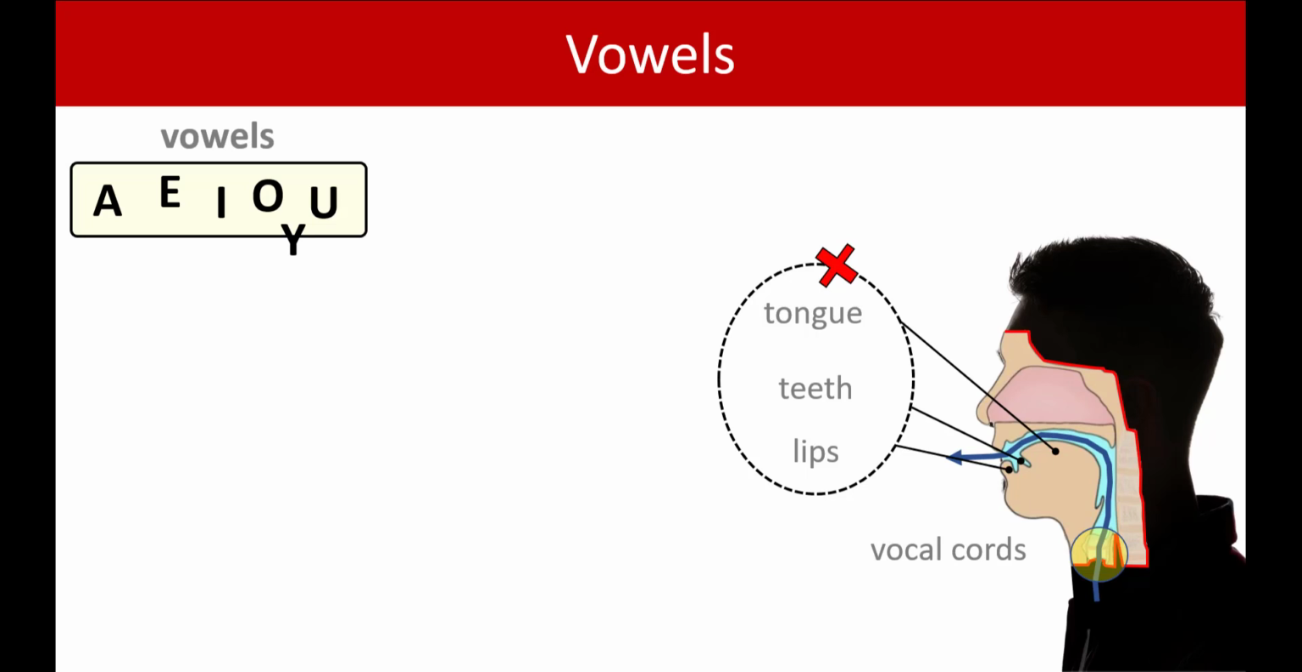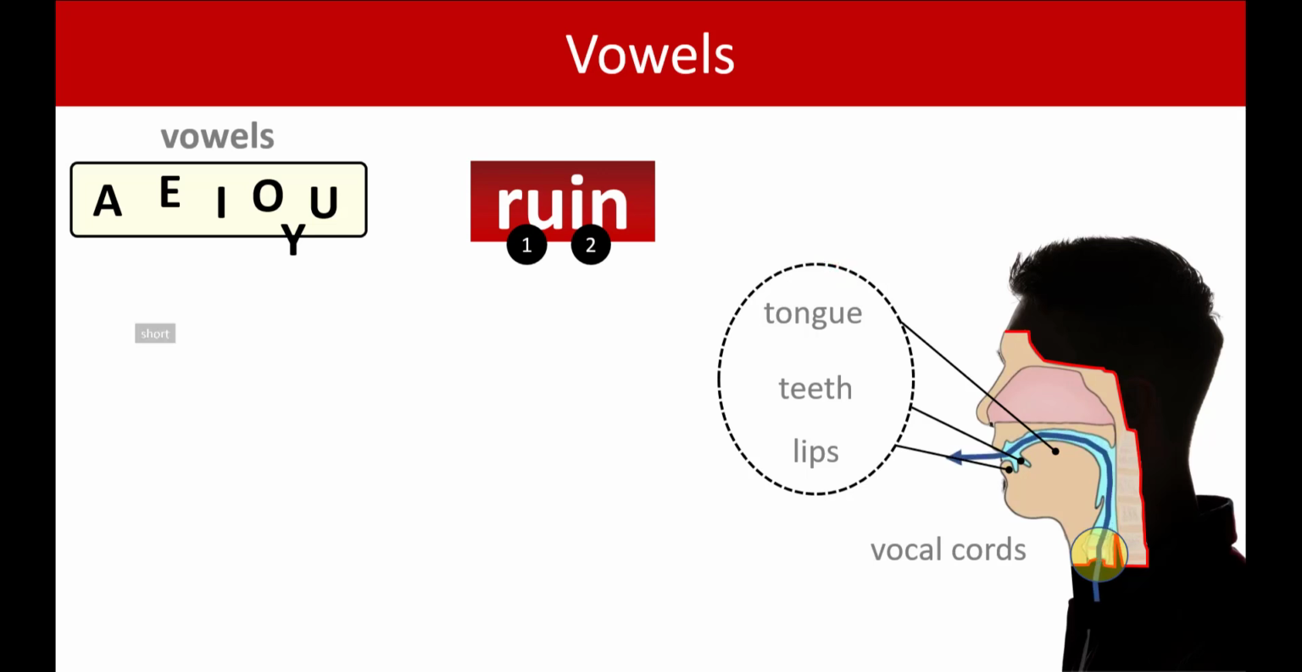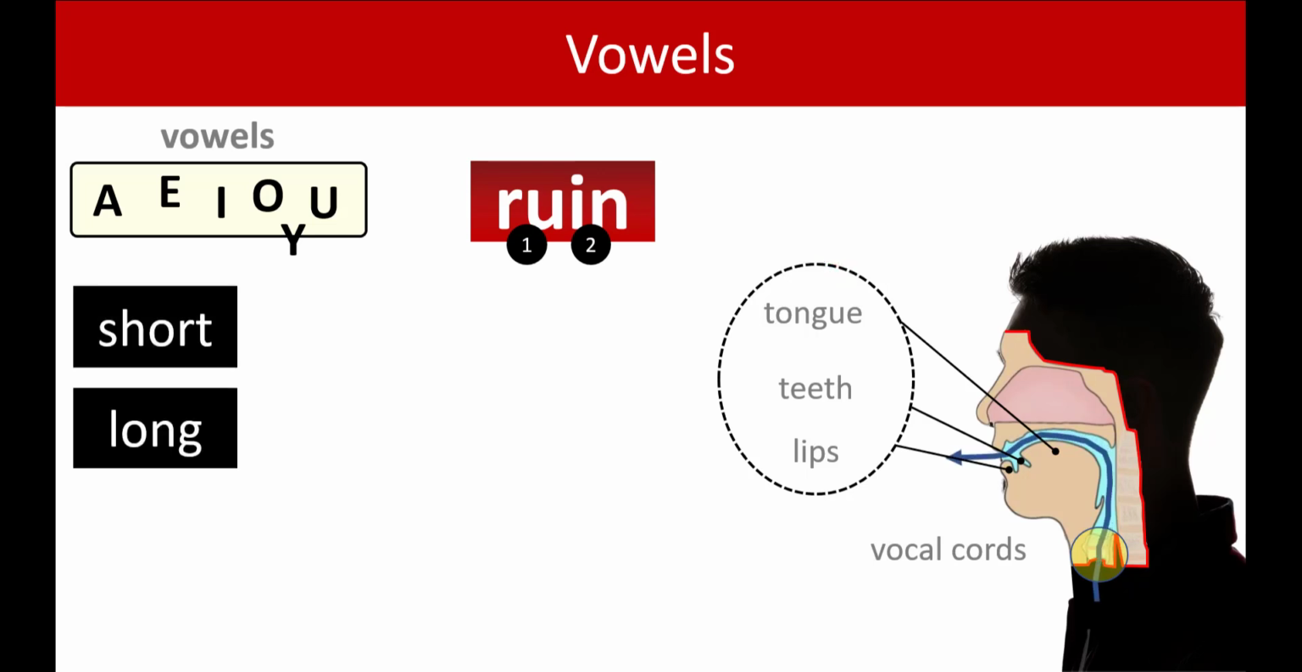We also spoke about syllables and how syllables are produced with a single pulse of air from the lungs and is a single uninterrupted sound that contains a vowel sound. Syllables may also contain consonants, but they will have a vowel sound at their heart. So here we have ruin. This has 2 syllables. We spoke about short vowels and long vowels, and we spoke about the difficulty with English spelling.